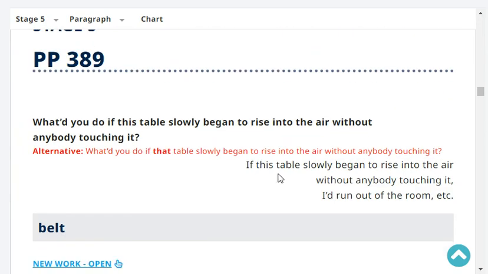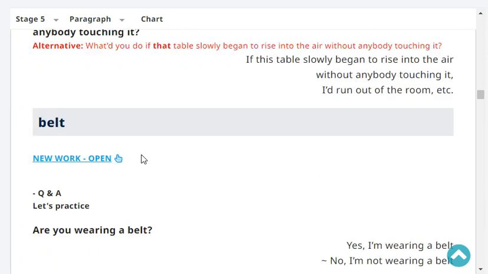next. What would you do if this table slowly began to rise into the air without anybody touching it? If that table slowly began to rise into the air without anybody touching it, I'd run out of the room, etc. Very good.